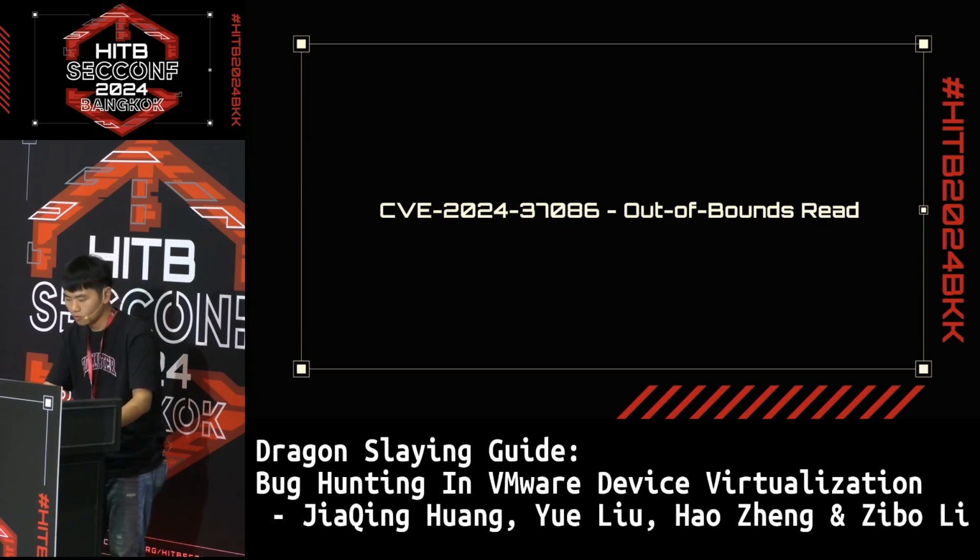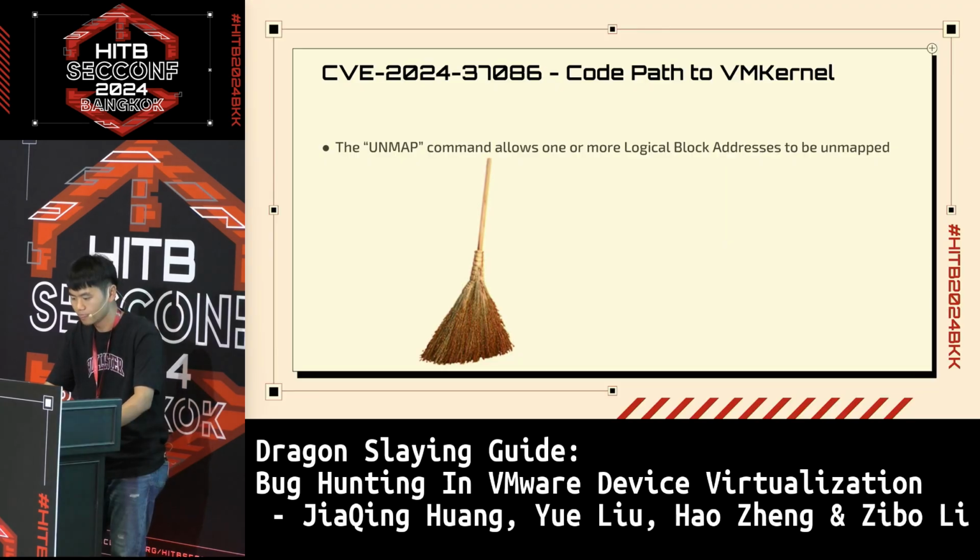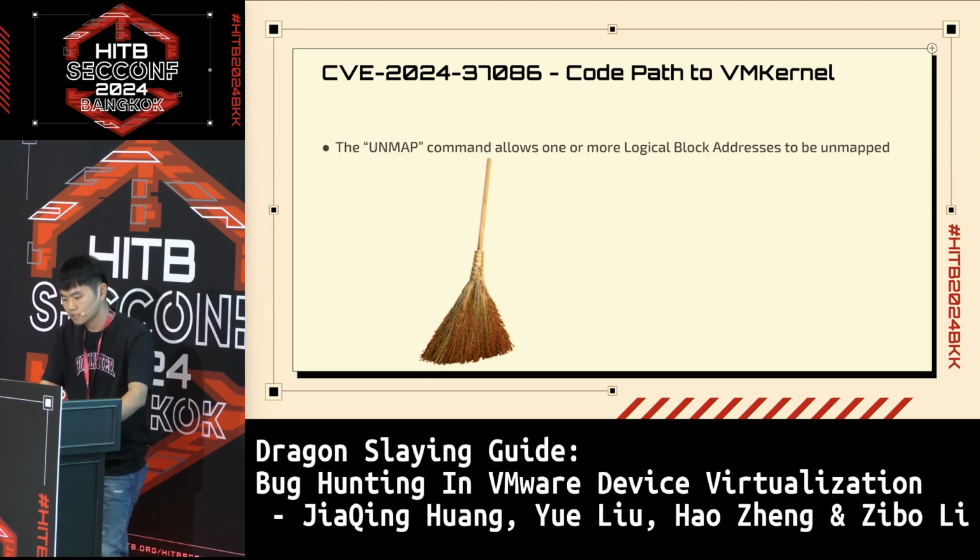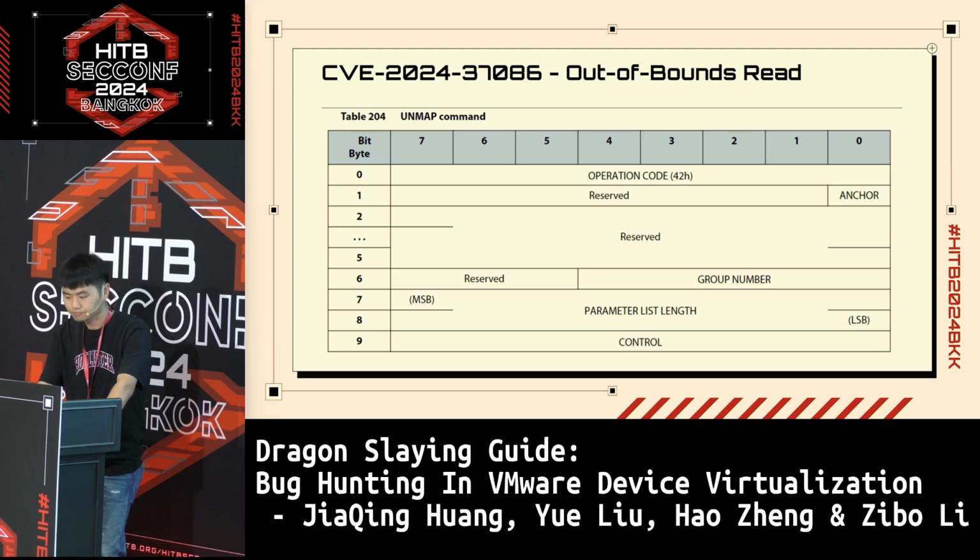The vulnerability we will discuss next is located in VMKernel, and the official description is out-of-bound read. Still start with the SCSI command reference manual. There is a command called Unmap, which can unmap one or more logical block addresses. The structure of Unmap itself is relatively complex, and is divided into 3 parts: unmap command, unmap parameter list, and unmap block descriptors.